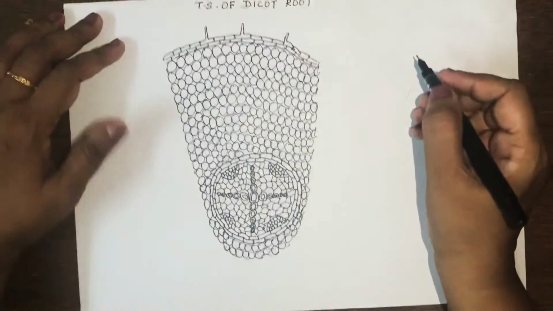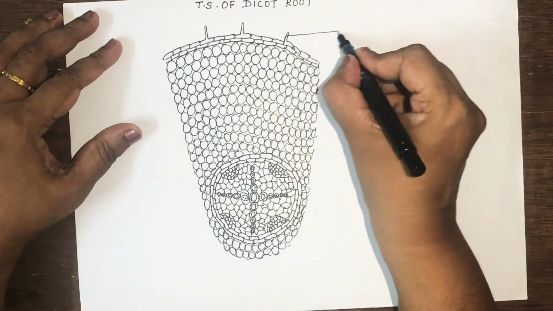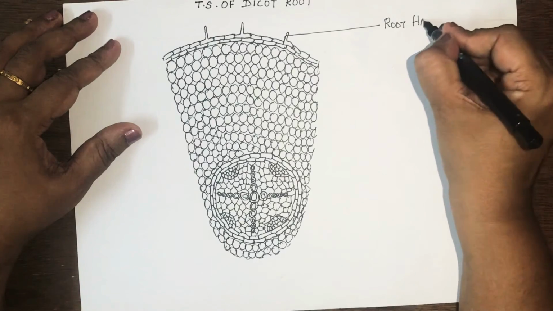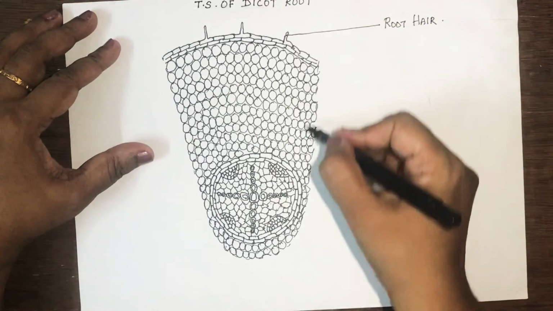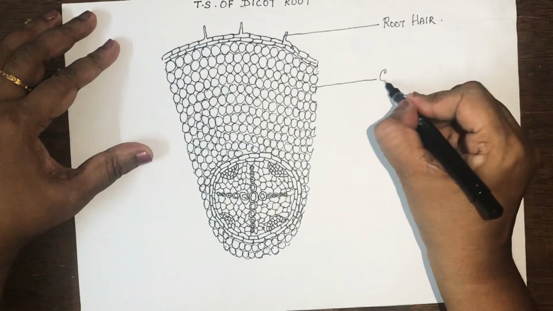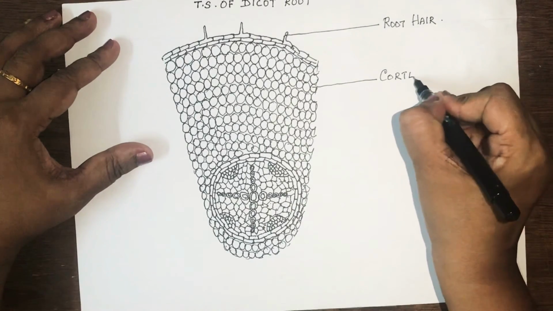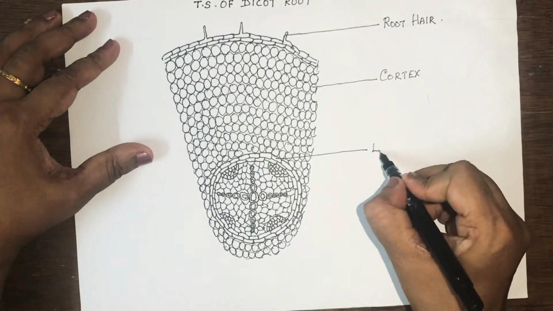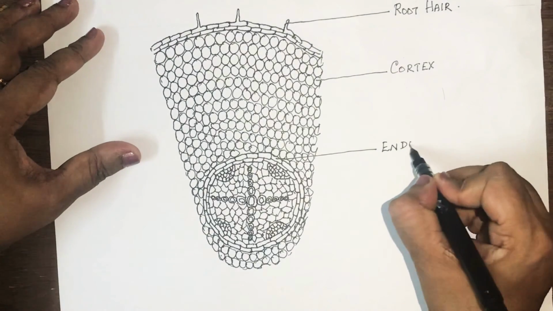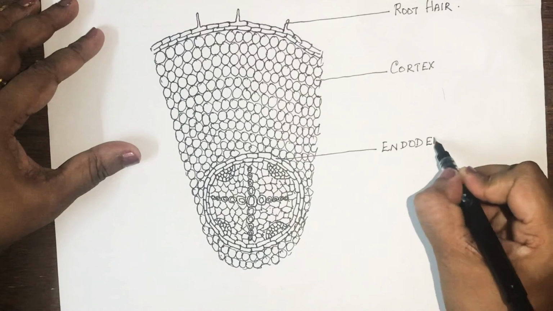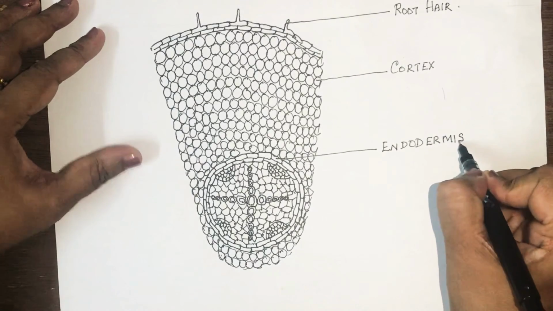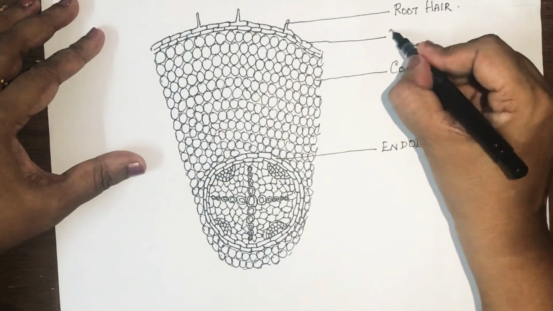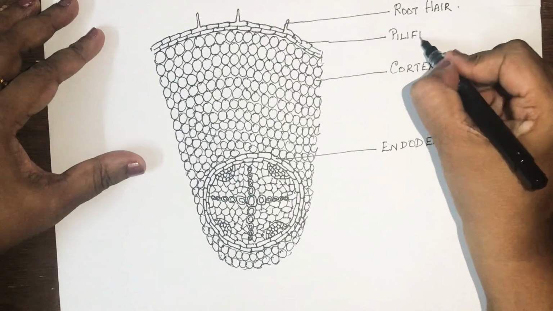Now let us label the diagram. So the first structure is the root hair, right? Now several layers of cortex. The outermost round layer, we call it as endodermis. The same way, the outer layer of the diagram, that we call it as piliferous layer.